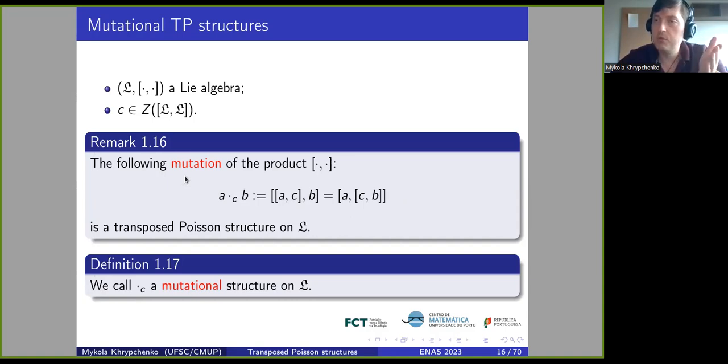So this is a mutation of the original Lie bracket. Later, we will see that some TP structures are also obtained as mutations of some other associative product on the same vector space. So, just not to confuse this TP structure with those TP structures that we will see later, I will call such structures mutational structures. This is defined in terms of the original Lie bracket on your Lie algebra and a fixed element of the center of the square.